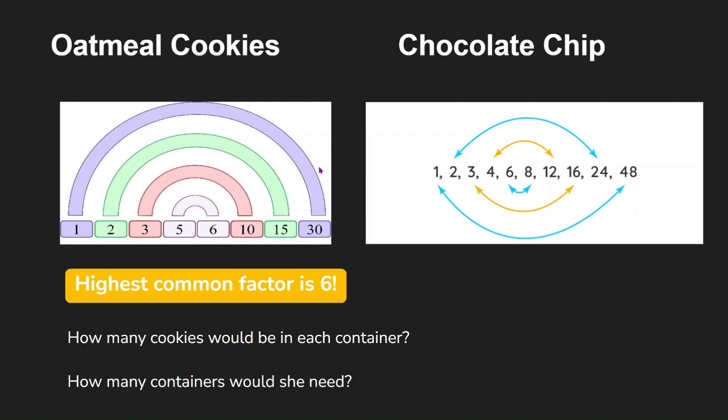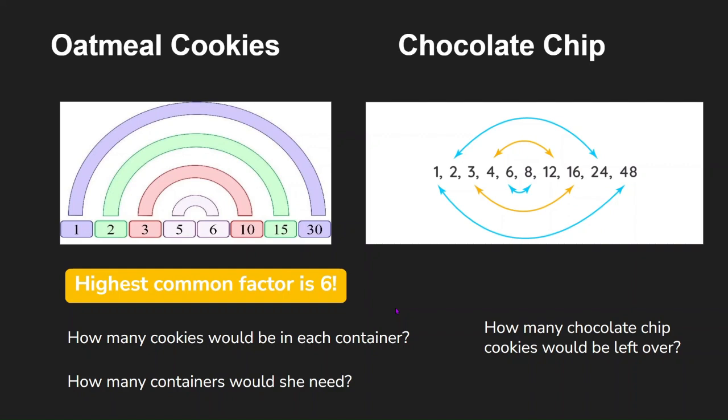I have one more question for you. How many chocolate chip cookies would be left over? Take a second. See if you can figure that out. So, if each of the 5 containers has 6 cookies of each style, oatmeal and chocolate chip, that means we will have used all the oatmeal cookies, 30 of them, and we will have used 30 chocolate chip cookies as well. So to find your answer, you would do 48 minus 30, which would be 18. Right, you'd have 18 chocolate chip cookies left over.